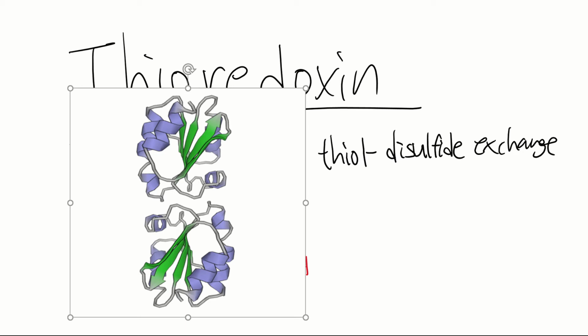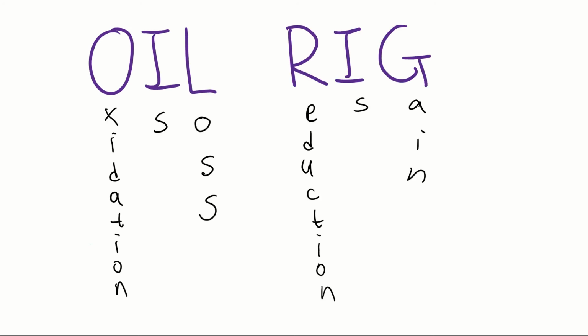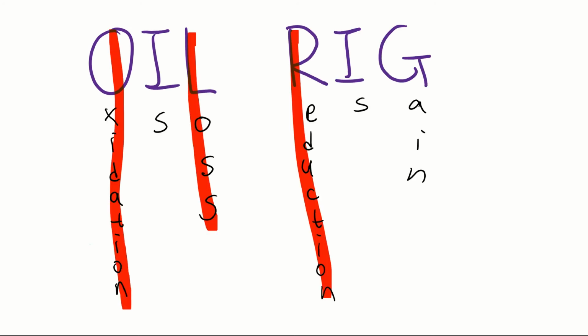So before going into how thioredoxin performs the reduction process with its substrate, let's briefly recap what the reduction process is. Remember OIL RIG? Oxidation is loss, reduction is gain. So simply, reduction is gain of electrons and oxidation is loss of electrons.